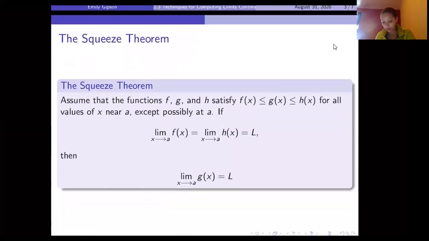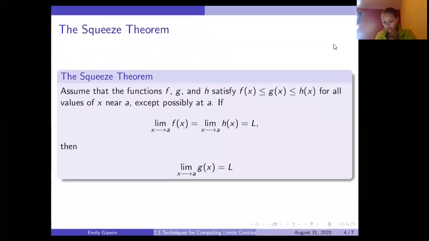And this is going to be a really powerful tool. So the squeeze theorem is as follows. Assume that functions f, g, and h satisfy f of x is always less than or equal to g of x is always less than or equal to h of x for all values of x near a point A, except possibly at A. We might not know what goes on in A. If the limit as x approaches A of f of x is equal to the limit as x approaches A of h of x equals some value L, then the limit as x approaches A of g of x equals L.